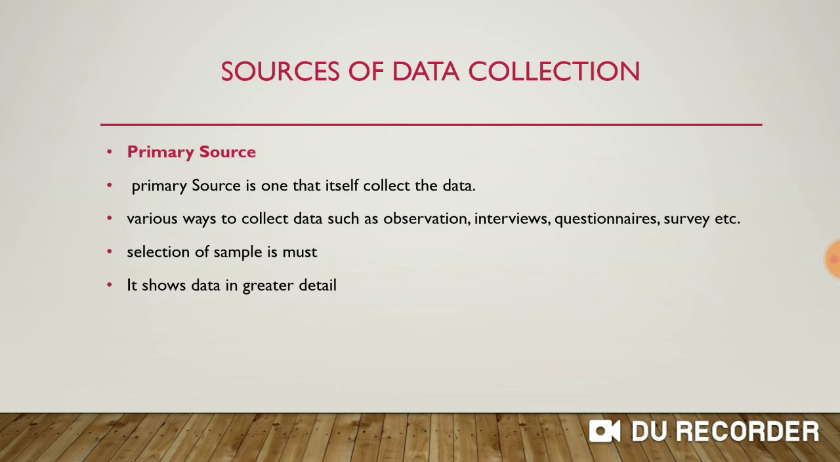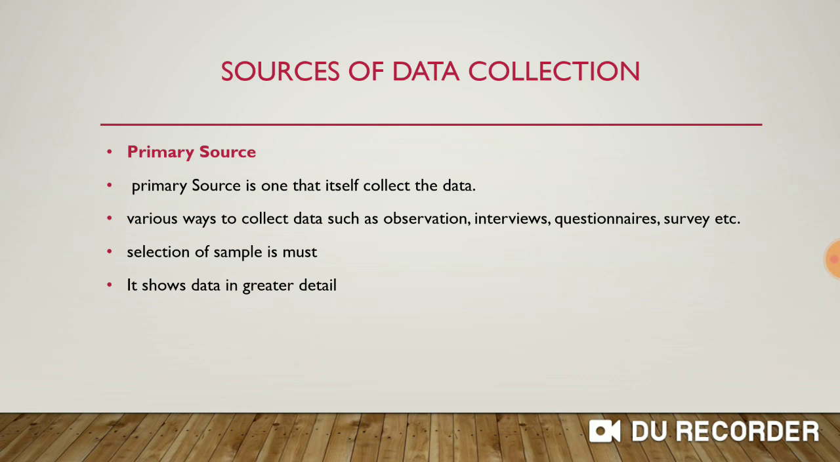Now we are going to learn about sources of data collection. Dear students, as you know, there are two sources of data collection: primary sources and secondary sources. Now we have to learn about primary sources. Primary source is one where the researcher himself collects the data. Normally primary data is first hand data. There are various ways to collect primary data, such as observation, interviews, questionnaire, and survey.